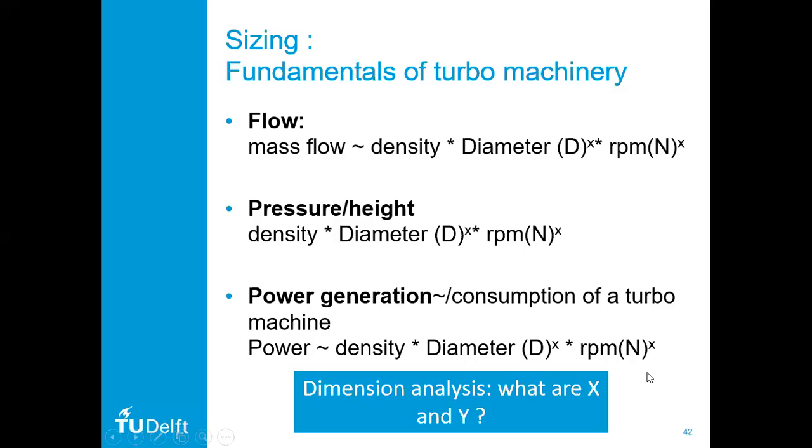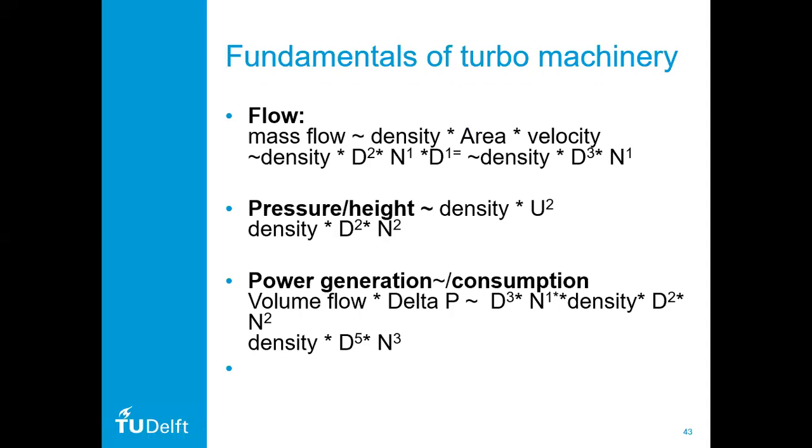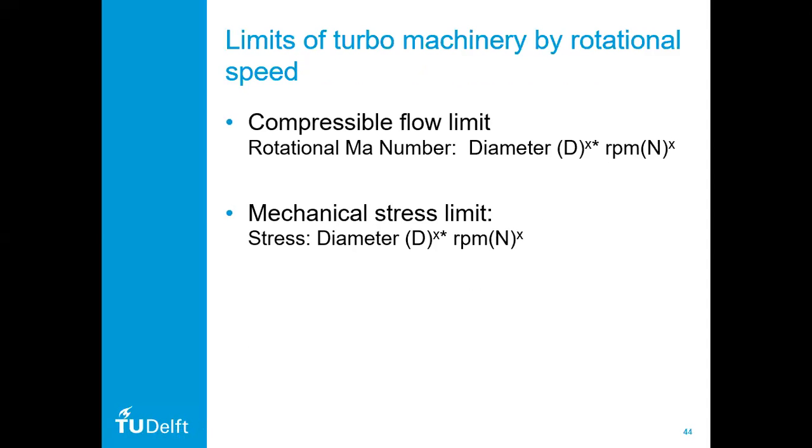So let's work it out here. D to the fifth, N squared, T squared. Then we have the compressible flow limit. Well, we have the rotational Mach number. Actually, we worked it out together before.